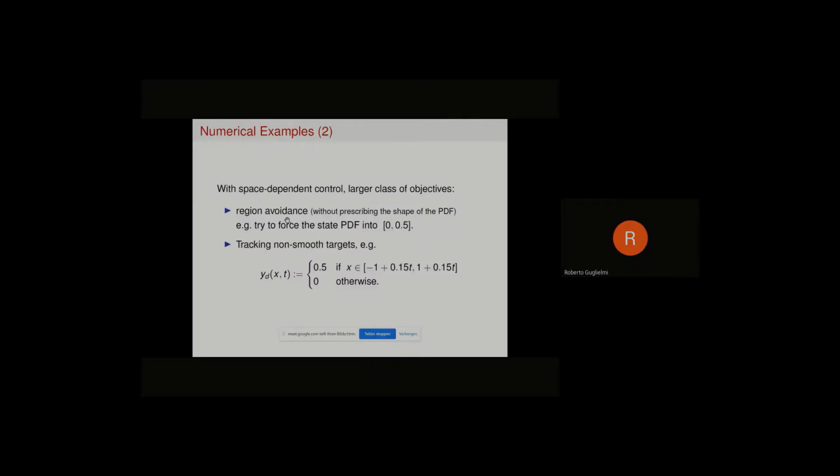So the first example, you will see that we try to force the probability density function into this small subinterval in space. And then the second one will be the tracking of a non-smooth target. So in this specific example will be a moving uniform distribution. Okay, so here you see on the left the region avoidance example, and here the non-uniform tracking.